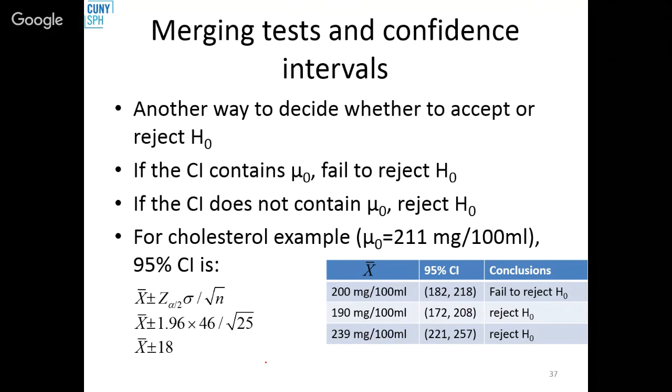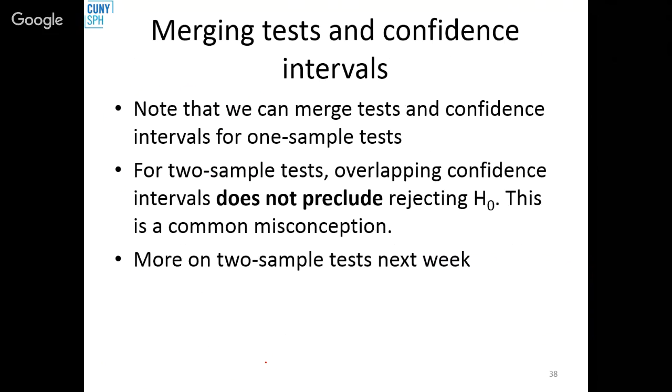So the key point there is that for one sample, you can use your confidence intervals to decide whether to accept or reject the null hypothesis based on whether your constructed confidence interval contains your population mean under the null hypothesis. However, for two samples tests, you cannot do it by looking at the overlap of two confidence intervals. That's not a valid hypothesis test.